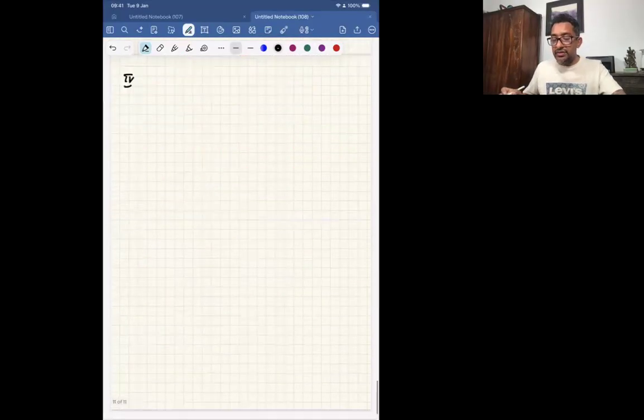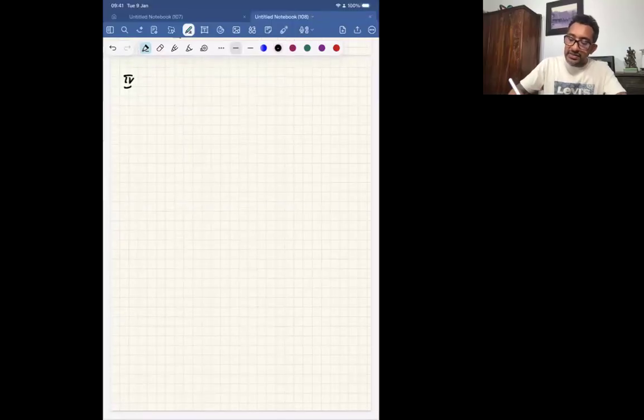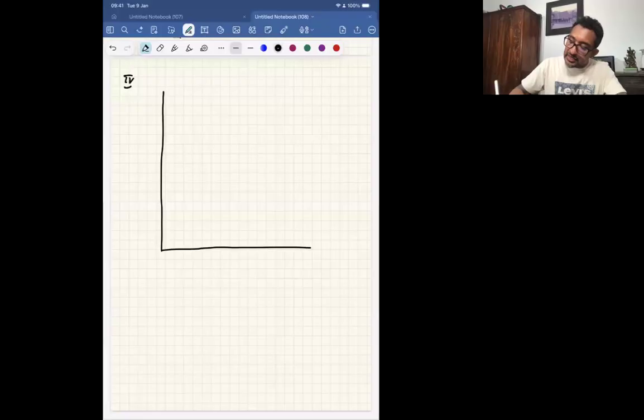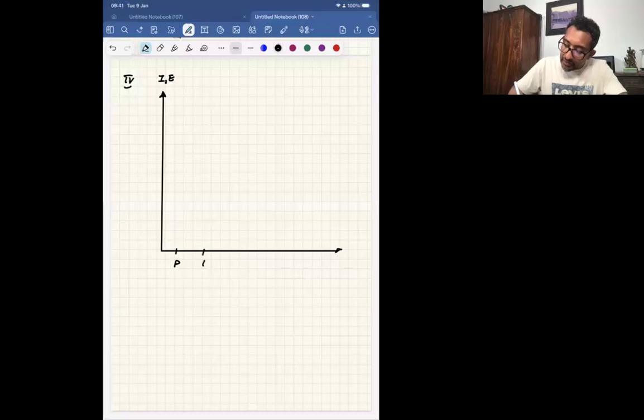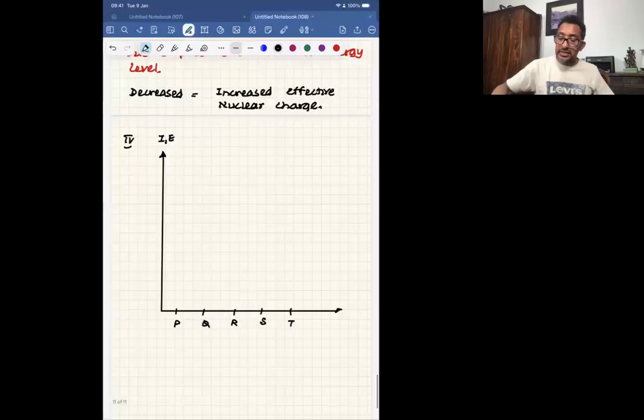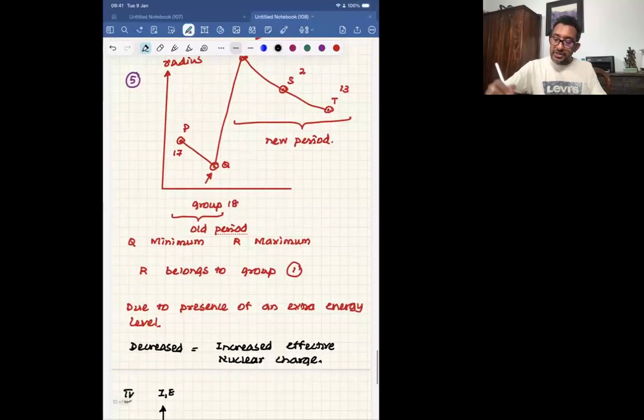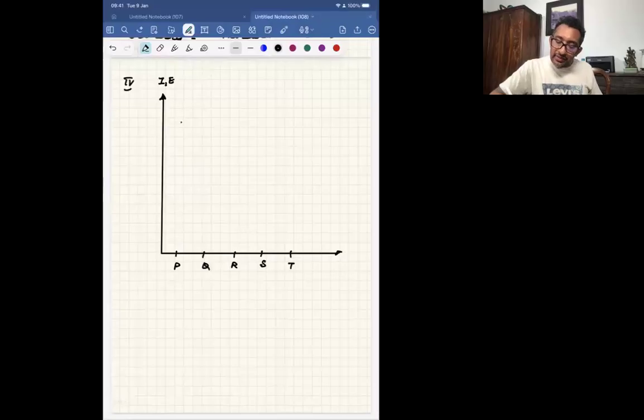And the last question says, draw the variation of the first ionization energies of PQRST. What happened to the variation of the first ionization energies? If you look at that, this is the first ionization energy, I1E. P, Q, R, S, T. What happens to the energy? Look at this one. This is group 17, 18. So 17 is somewhere here. 18 is somewhere there. After 17, 18 should increase.